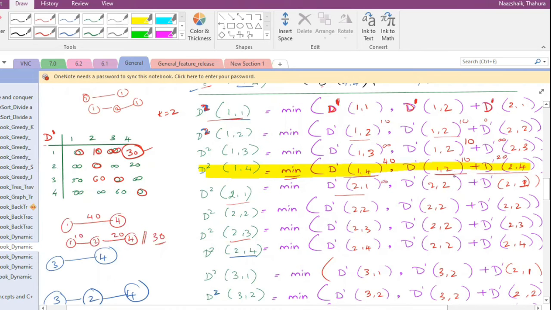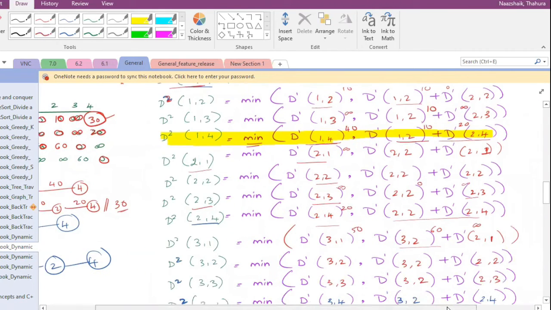2 to 1 is infinity. 2 to 2, I'm skipping; it will be the same. Let's try for 2 to 3. 2 to 3 is infinity, and going via 2 to 3 is again infinity. This is also not changing. 2 to 4 is 20, and it's the same thing. 3 to 1 is 50. Can I go from 3 to 2, which is 60, and then 2 to 1? 2 to 1 is anyway infinity, so this value is the minimum. It will stay.